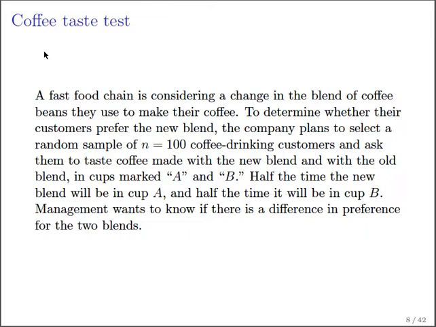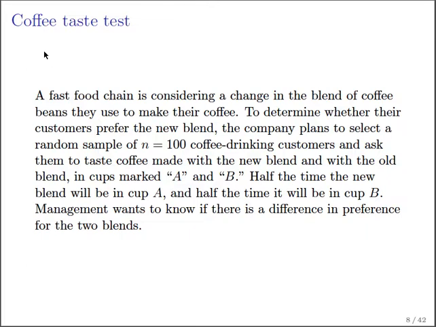Here's an example. We'll pursue this elementary example all the way. And this is one of the advantages of having overheads instead of writing stuff on the board, because this would be painful if I were to write it in my own handwriting. So a fast food chain is considering a change in the blend of coffee beans they use to make the coffee. To determine whether their customers prefer the new blend, the company plans to select a random sample of N equals 100 coffee-drinking customers and ask them to taste the coffee made with the new blend and with the old blend in cups marked A and B.